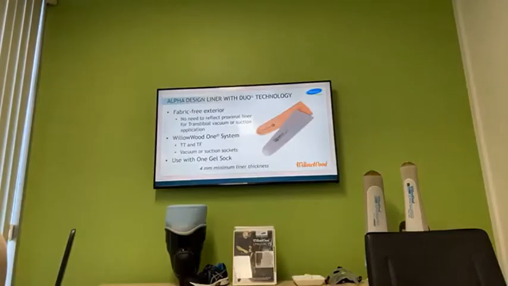With the fabric-free exterior, there's no need to reflect the proximal liner for transtibial vacuum or suction application. It is also a good option to use with the WillowWood 1 system for transtibial and transfemoral for vacuum or suction sockets, but I must reiterate it has to be used with the one gel sock to get your vacuum wicking.